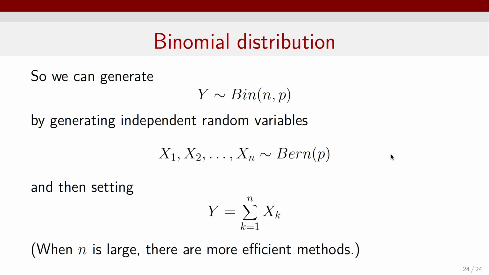Now, obviously, the drawback here is that we have to generate a large number n of random variables just to get one random variable y that's binomially distributed. For small n, this is okay, but when the number n is large, then there are more efficient methods for doing this.